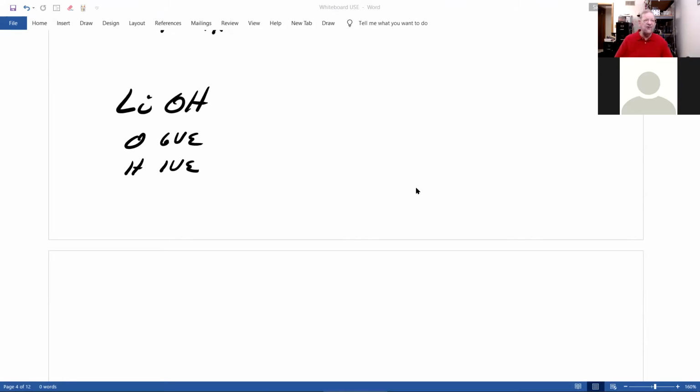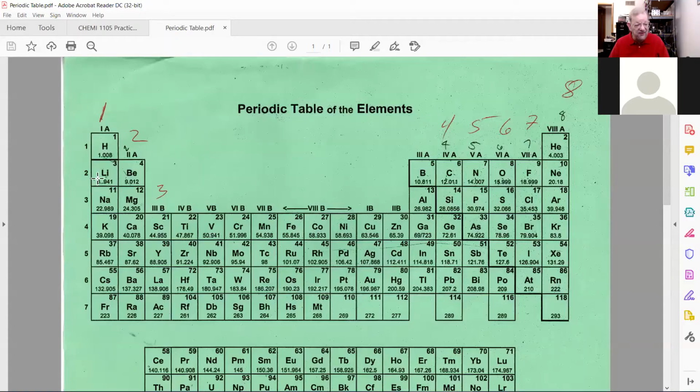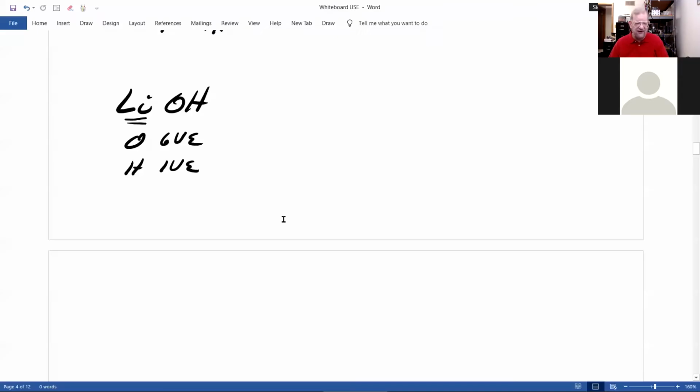All right, let's do this one. Now, lithium hydroxide, lithium is an alkali metal. Let's see if I'm telling you the truth. And the answer is I am. And all the elements in the first column, except for hydrogen, always form a +1 cation. You can figure it out or you can memorize it.